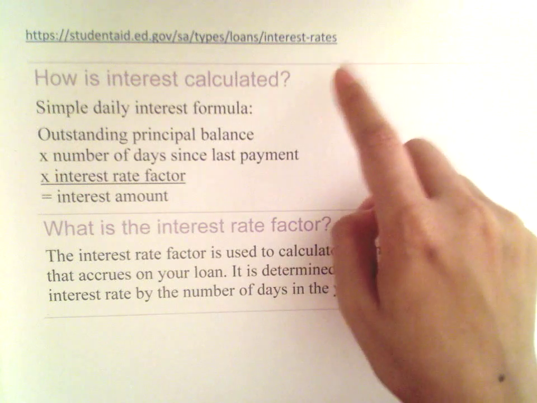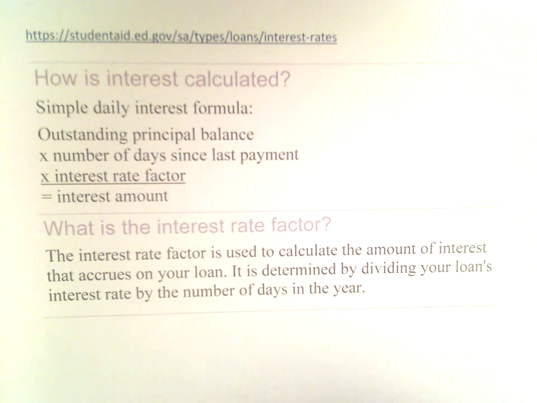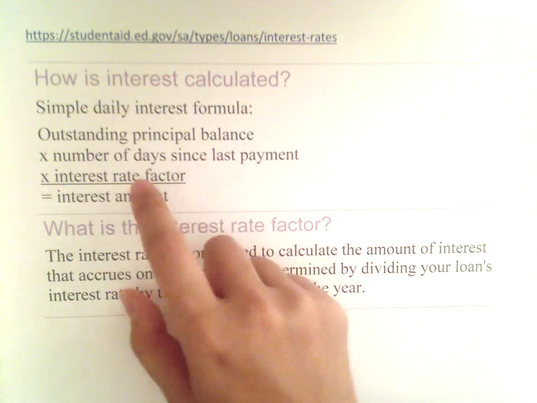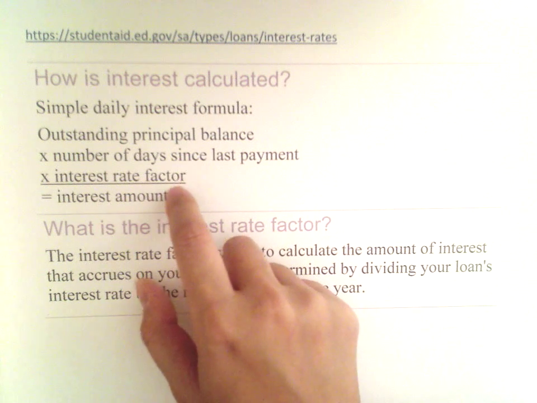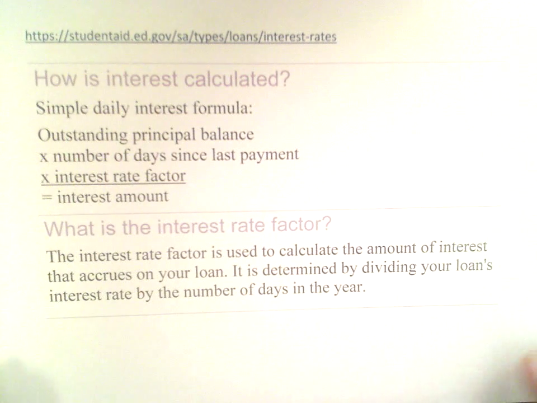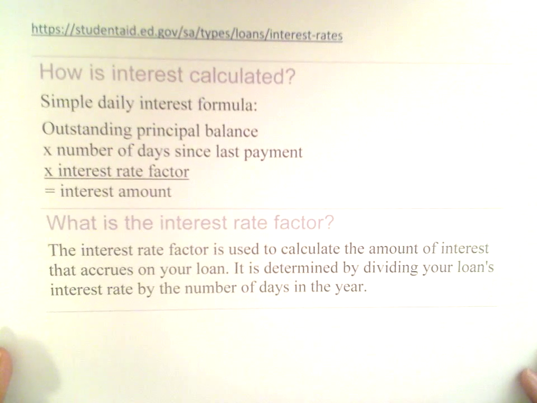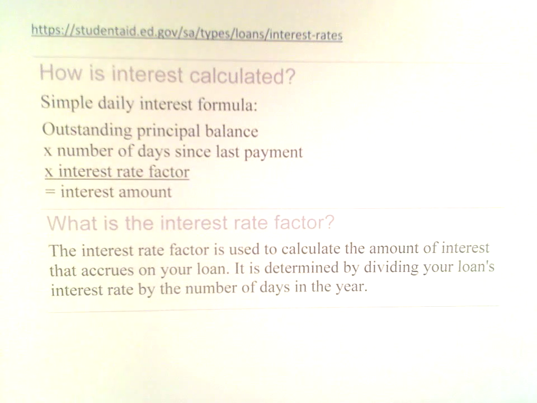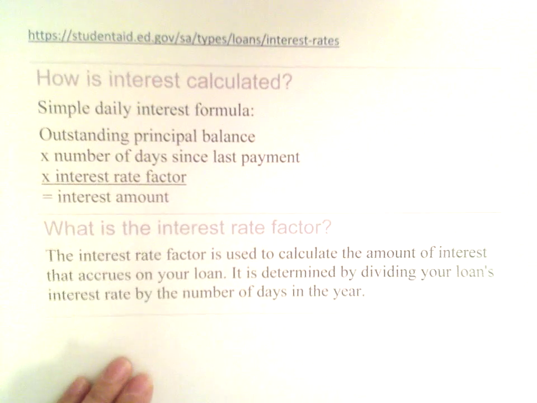On this government website on student loans, there is a formula for how the interest is calculated. It's the principal balance times the number of days since last payment times the interest rate factor, and that's the interest. The interest rate factor is you divide your loan interest rate by the number of days in the year. Okay, so let's do this for month 1.